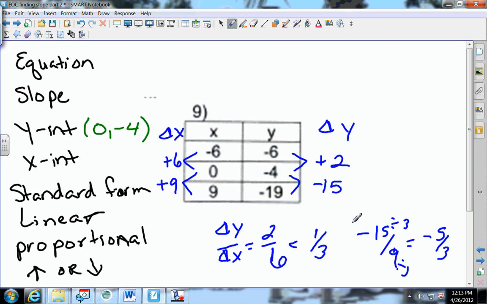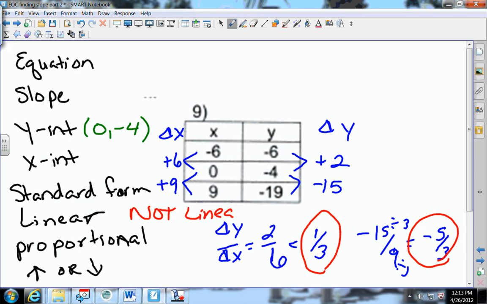Are these the same? Those are not the same. It is not linear. If it is not linear, it does not make a line. You cannot come up with the equation. There's nothing you can do from here, so you can't answer any of the rest of the questions. Okay?